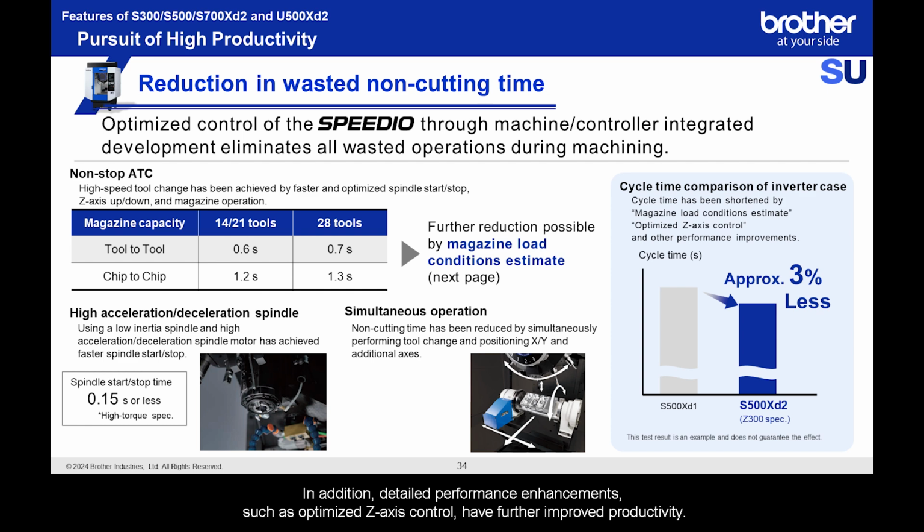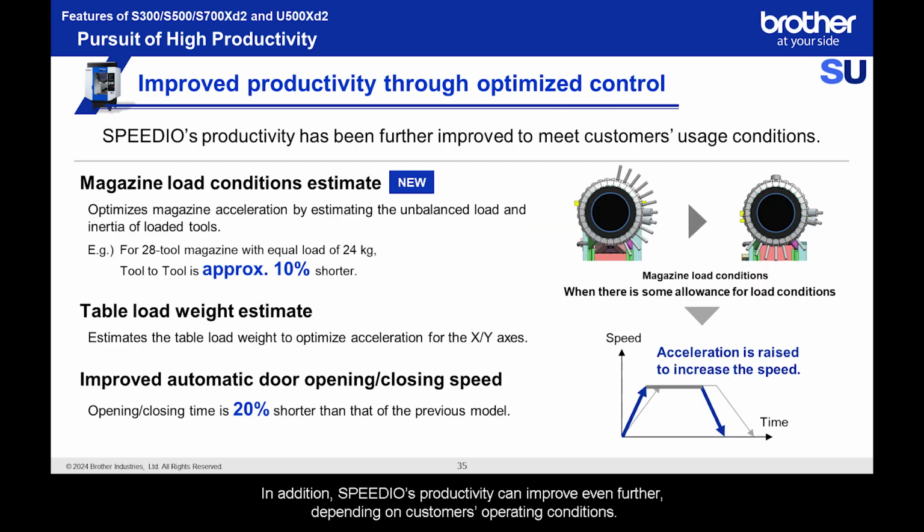In addition, detailed performance enhancements, such as optimized Z-axis control, have further improved productivity. Machining time per inverter case cycle has been reduced by about 3% compared to the previous model. In addition, Speedio's productivity can improve even further, depending on customers' operating conditions.